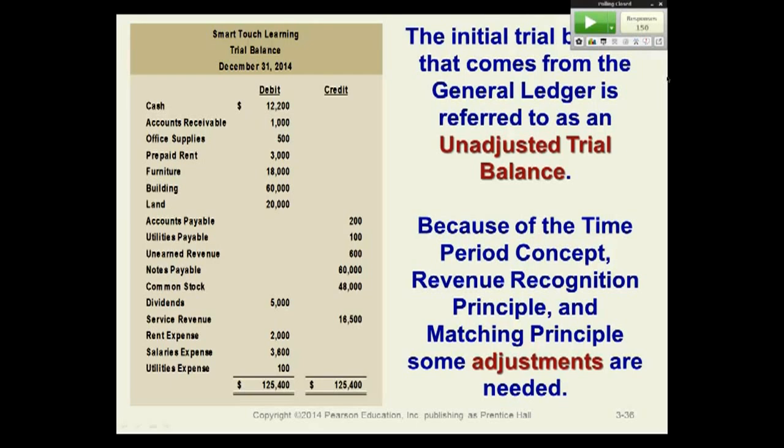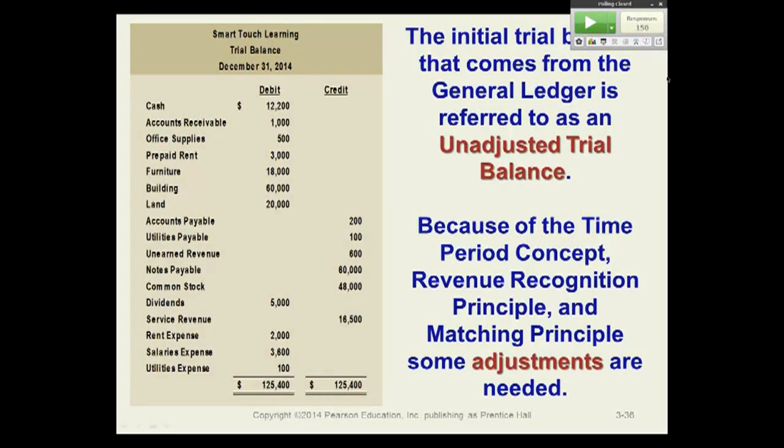And from a cost-benefit view, remember the term materiality. It's not cost beneficial, it's not material enough, for you to subtract supplies every day. So every day that you use a toner cartridge, or every day that you use a box of pens, it's kind of silly for you to go in and make the adjustment. So you wait till the end of the period, whether it's a month, a quarter or a year, and you make those adjustments.